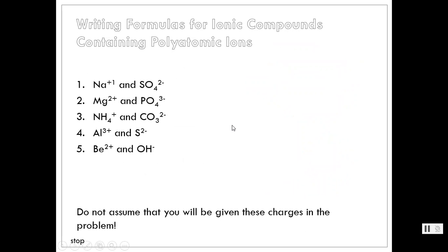So let's do some practice, using some monoatomic and some polyatomic ions. If you want to try this on your own first, you could stop the video here and then come back, and we're going to go over these 5. But you should feel comfortable being able to put cations, positively charged species, and anions, negatively charged species, together in an ionic compound to make a neutral molecule.